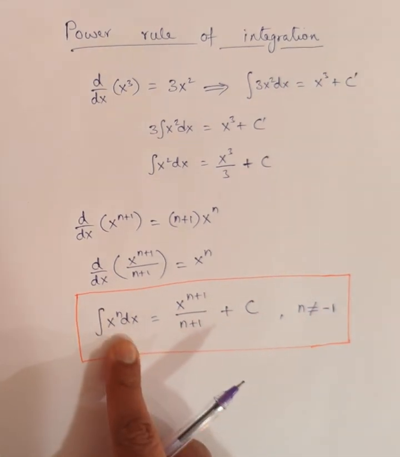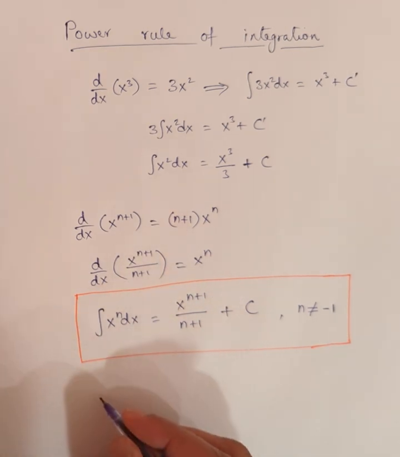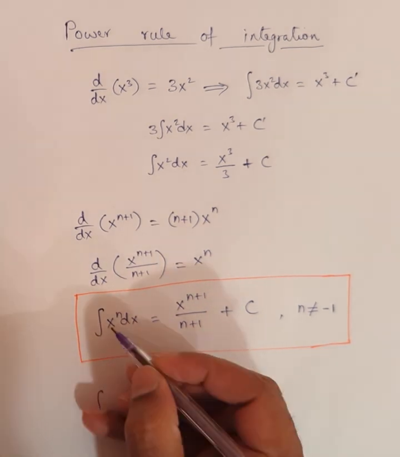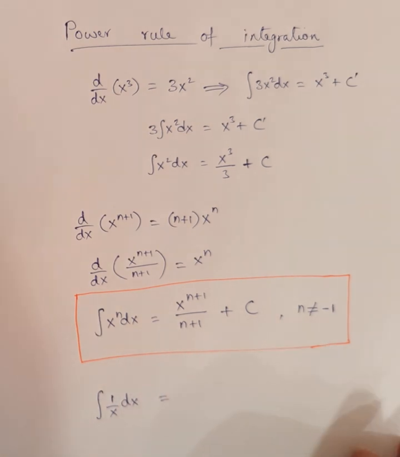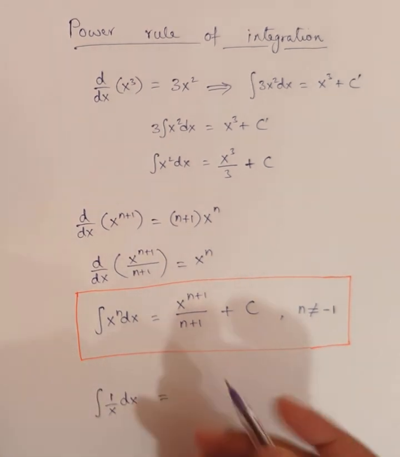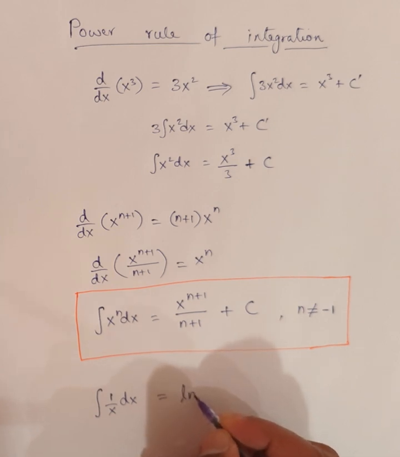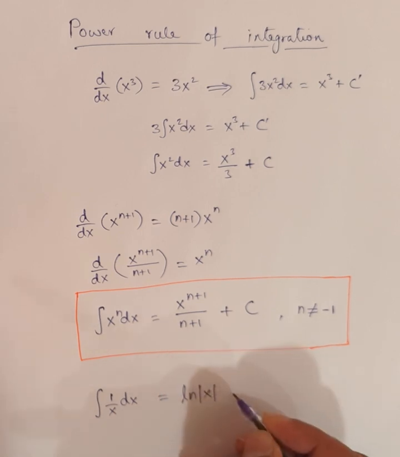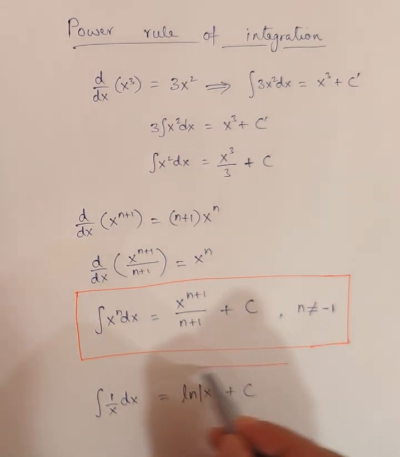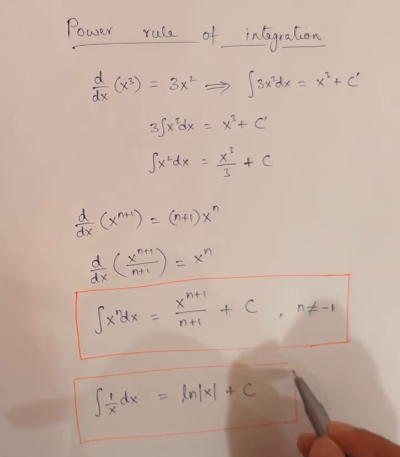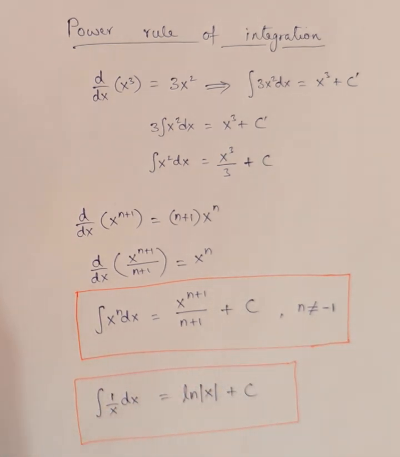So when n is negative 1, what is the integral of x to the negative 1? Well, x to the negative 1 is simply 1 over x. Now, if you think about what function has this derivative, then you know that it's going to be natural log of x. But x could be negative as well, which means I'm going to take natural log of the absolute value of x, plus c. So that's going to be the formula for the integral of 1 over x.